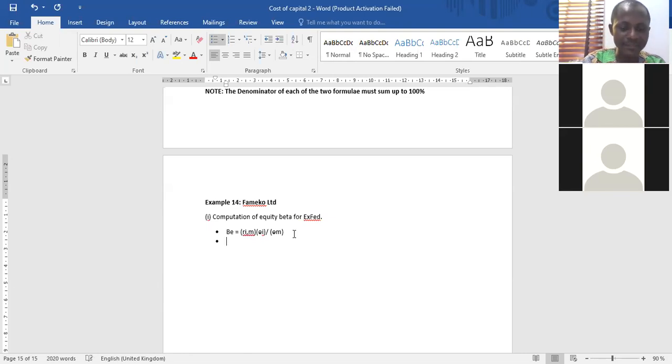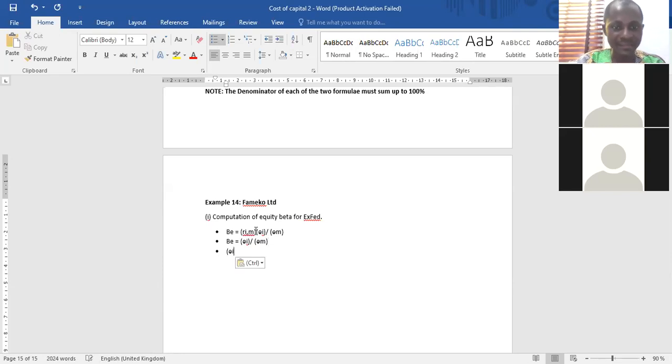The second formula is given as beta of equity is equal to standard deviation of the investment all over standard deviation of the market. Standard deviation of the investment over standard deviation of the market.